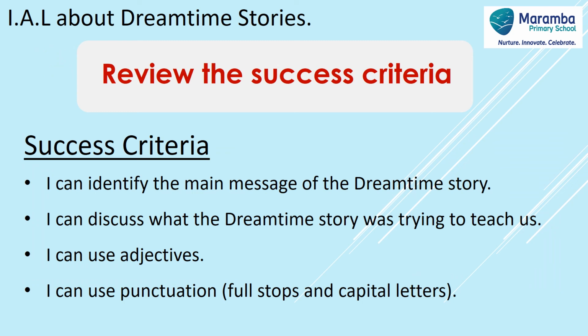So let's review our success criteria. Our learning intention was we're learning about Dreamtime stories, and today we looked at how the koala got its stumpy tail. To be successful, I can identify the main message of that Dreamtime story. I can discuss what the Dreamtime story was trying to teach us. That would be the message. I can use adjectives when I'm writing my answers about the story in my cube. And of course, using punctuation, full stops, and capital letters in my writing.